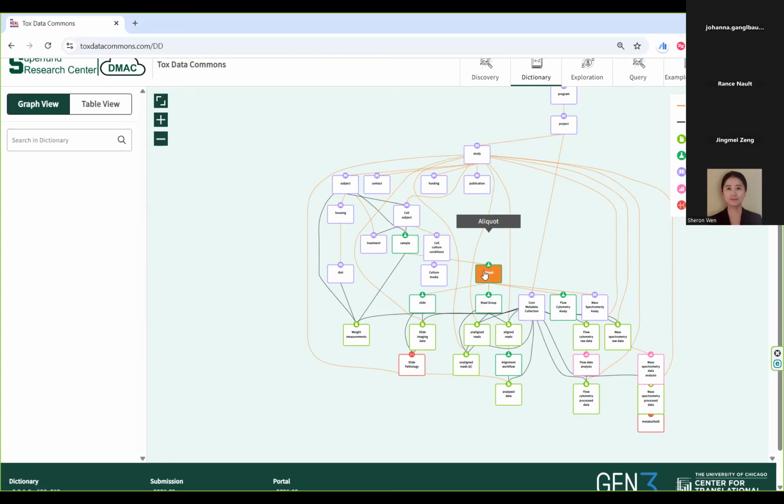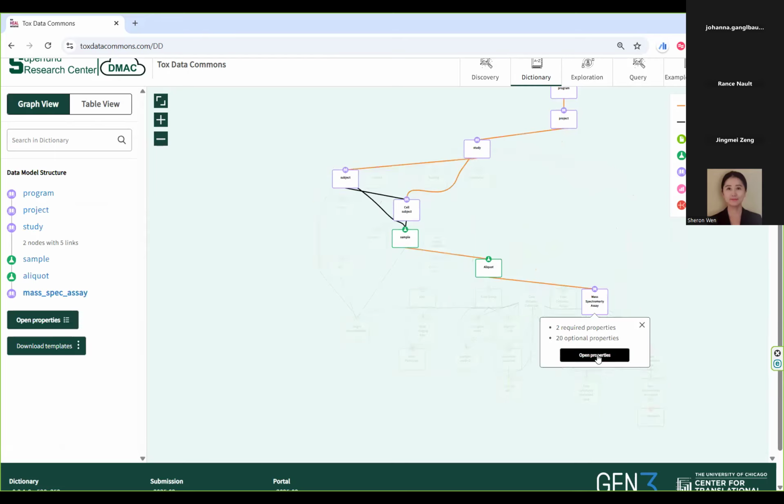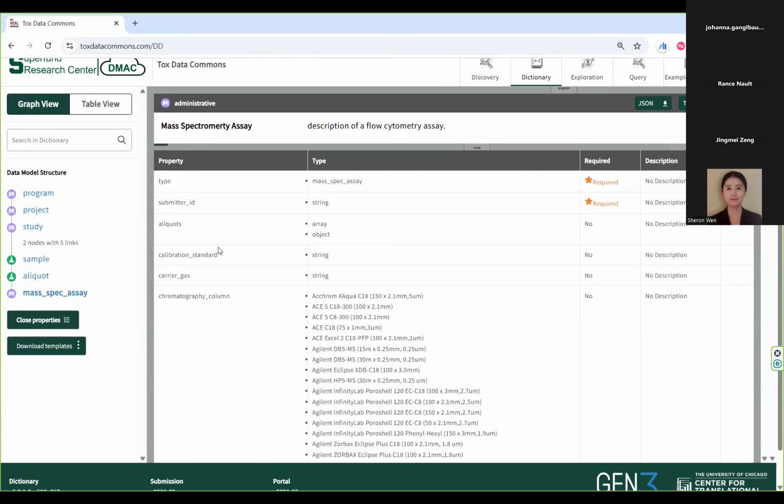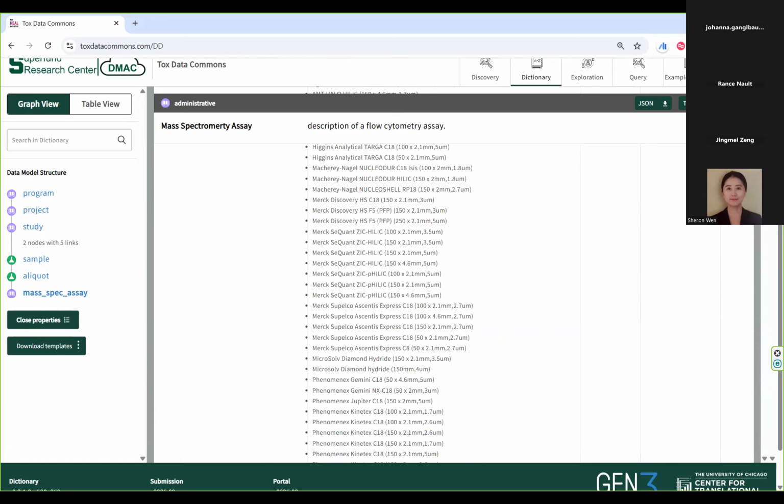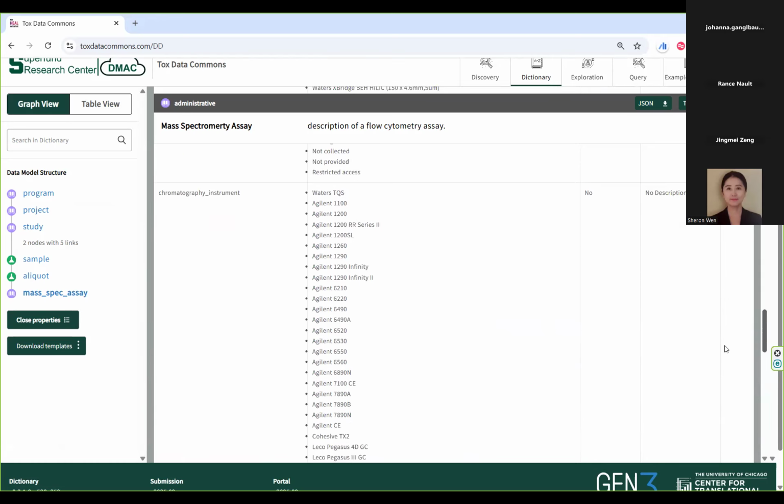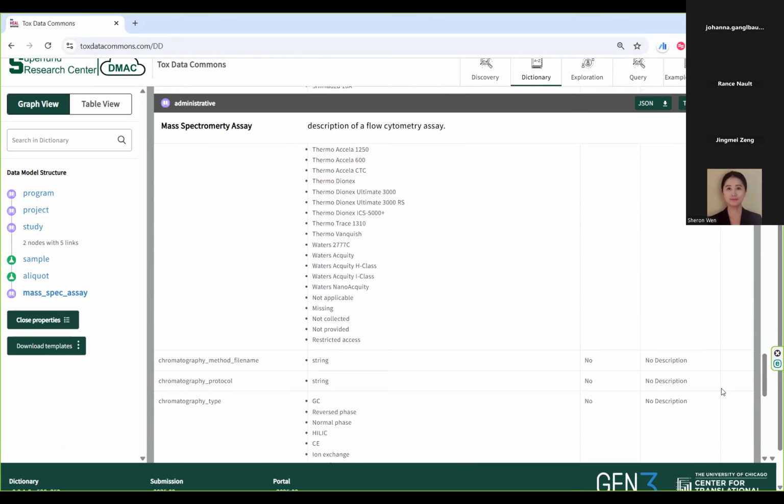You could leave and say, all right, next day I'm working on samples, and then the next day I'm working on the mass spec data. So what do we need for a mass spectrometry assay? Calibration standards, what is the carrier gas, what is the column we used, chromatography instruments. One of the things about the list that we built here is that it was based on the requirements from CIMR, but also from Metabolomics Workbench. So this is exactly the term that they expect when you upload data to that database.